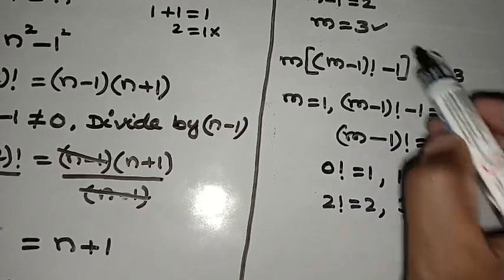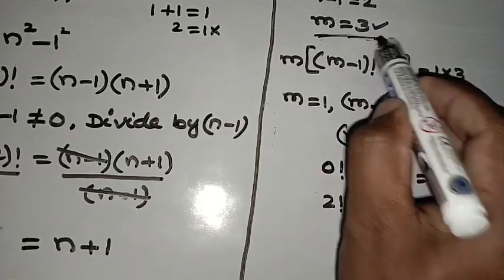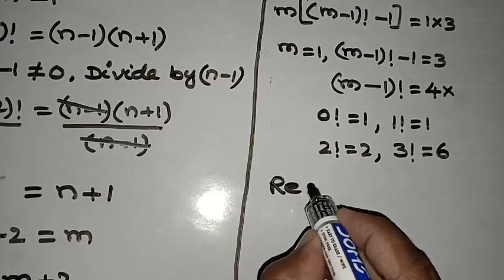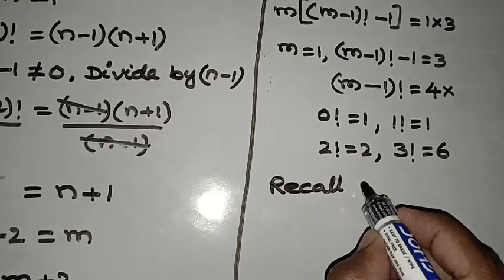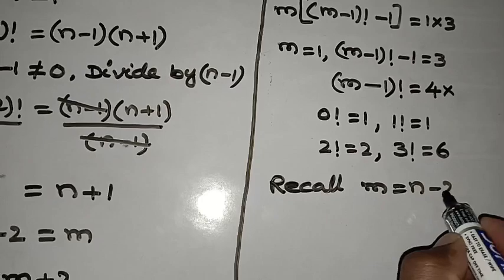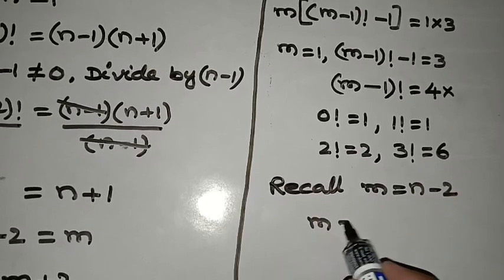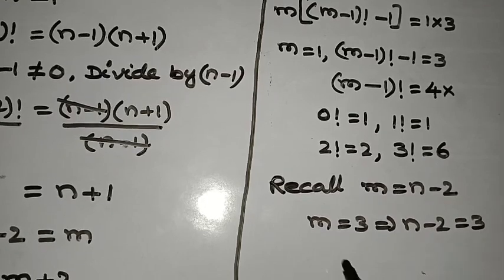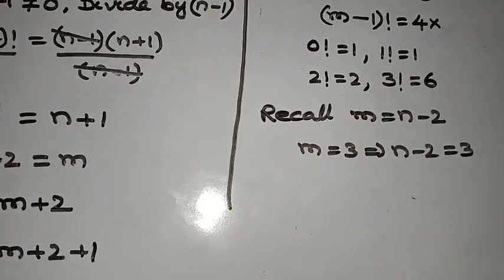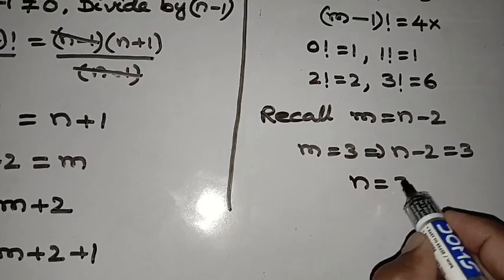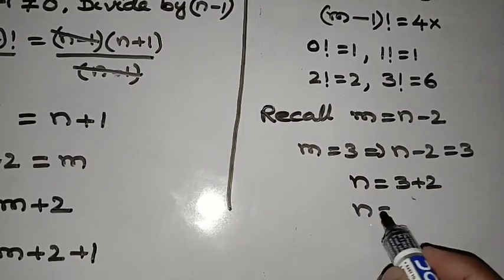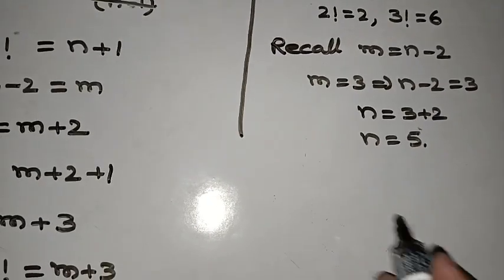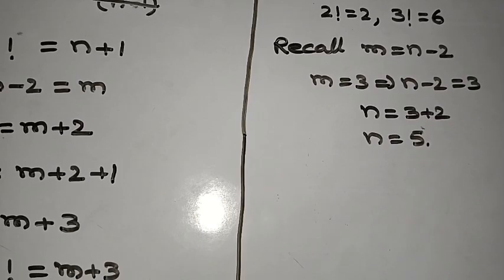So what is the only possible case? Here m is 3. This is possible. When m is 3, we can recall that m is n − 2. So m is equal to 3 implies n − 2 is equal to 3. When n − 2 is 3, what is n? n is 3 + 2. So n is 5. Now we check whether n is equal to 5 satisfies the given equation.